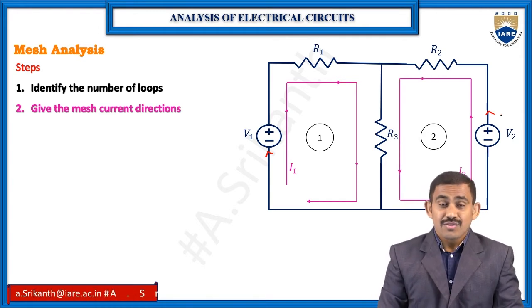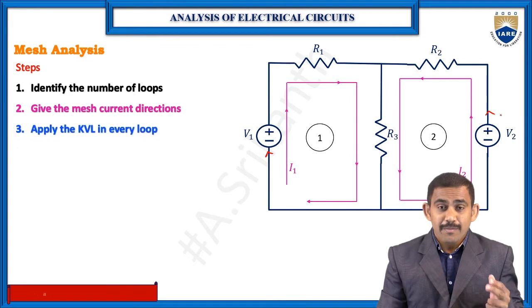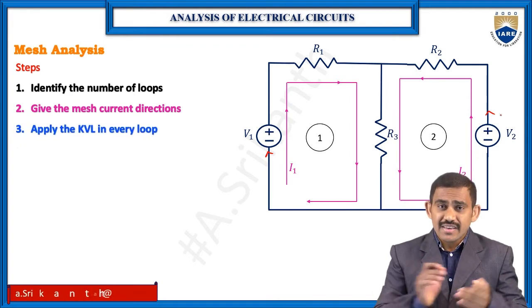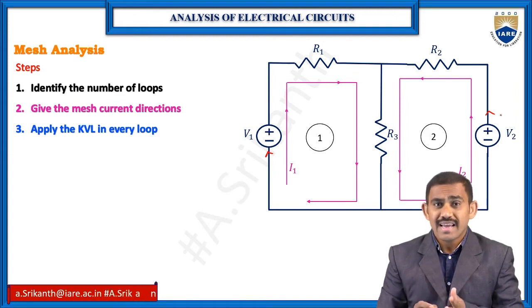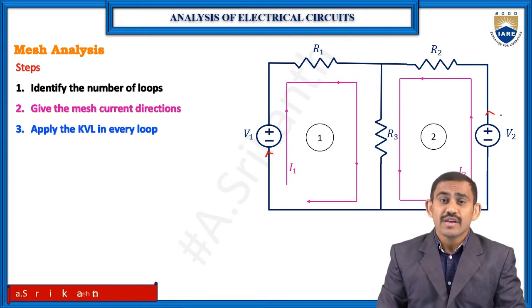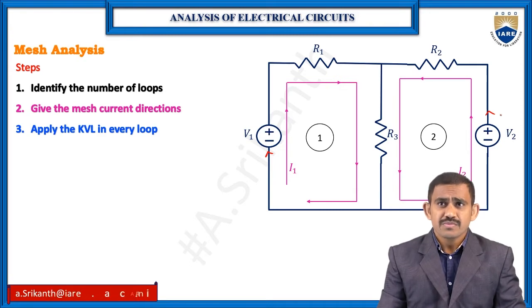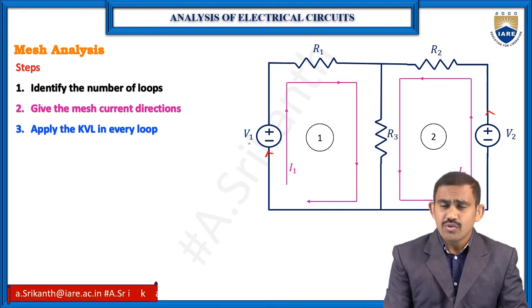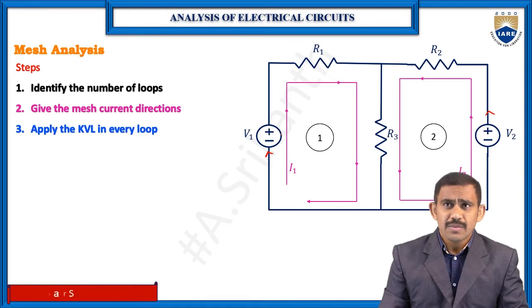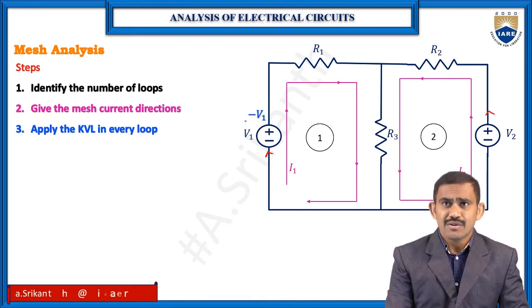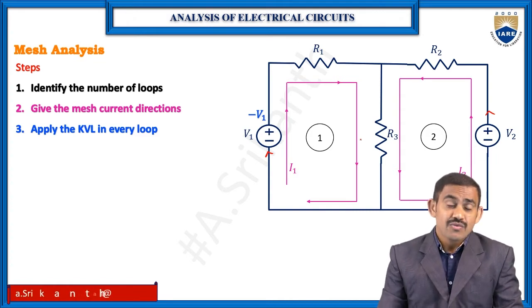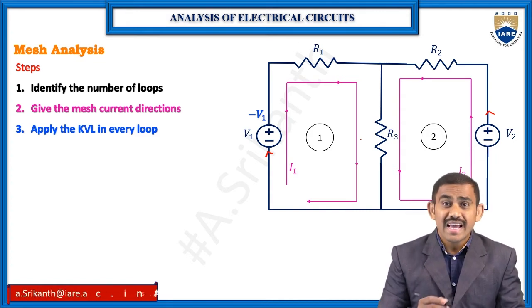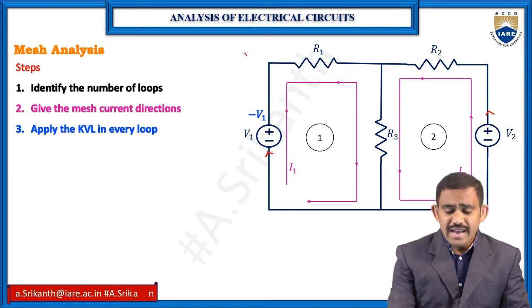Now write the equation. What is the third step? Apply the KVL rule, so write the equation for each loop. What is the voltage drop in loop 1 as well as loop 2? At loop 1, what are the voltage drops? At the source voltage, going from negative to positive, I have minus V1. Coming to R1, what is the voltage drop? VR1 equals I into R1.